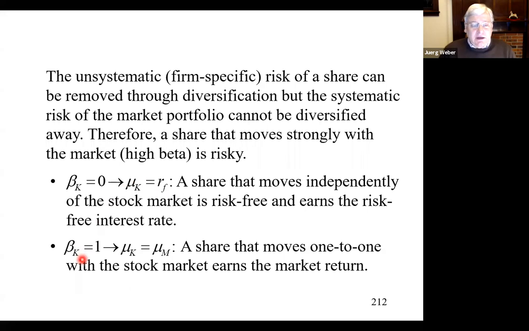Now let's look at what happens if the share moves 1-to-1 with the stock market. So beta K is equal to 1. Such a share is equivalent to the stock market. If the share is perfectly correlated with the stock market, moving 1-to-1 with the stock market, then that share should naturally give you the return of the stock market, because the share is basically equivalent to the stock market. The behavior of the share is equivalent to the behavior of the stock market.